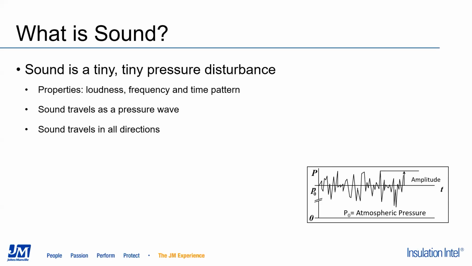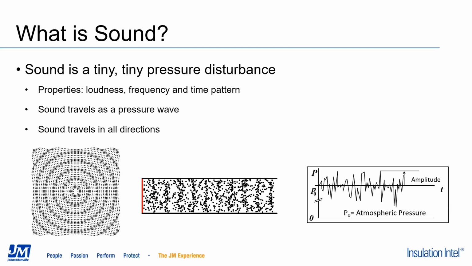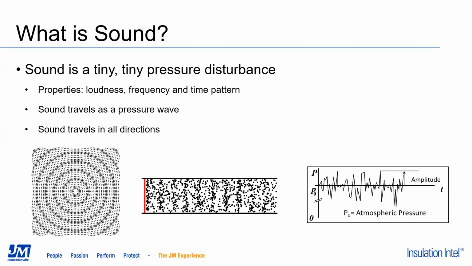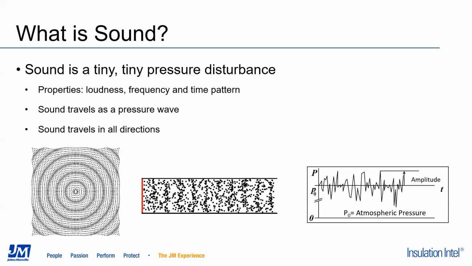So let's talk a little bit about what sound is. Basically, it's a very, very small pressure disturbance. Atmosphere at sea level is around 100,000 pascals, while sound is being measured on the scale of micropascals. It travels as a pressure wave in all directions, and can be similar to a droplet falling into a pool of water, but instead the wave is traveling in 3 dimensions rather than just 2.